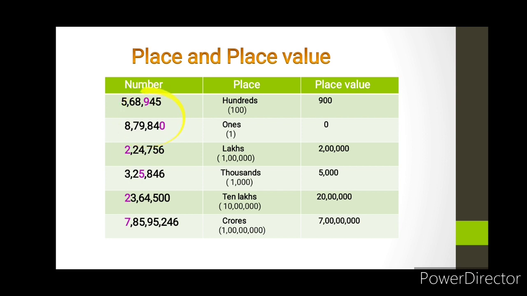So here are some colored digits for which you have to write what the place is and what the place value is. 9. So what is the place of 9? Hundreds. What will be the place value? It will be 9 into 100, that will be 900. Similarly, the second one, 0. What is the place? Ones. And what is the place value? 0 into 1, which will be 0. The third one, 2 is at lakhs place. So 2 into 1 lakh will be 2 lakh. So these are the place values and these are the places.